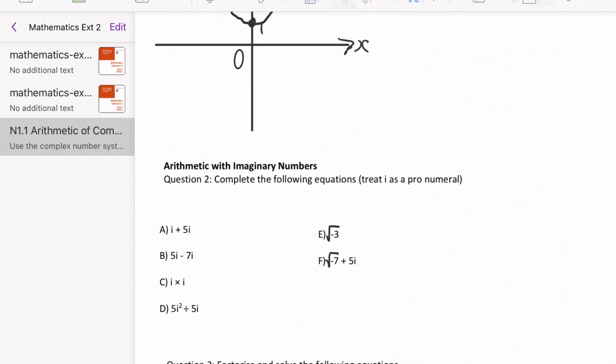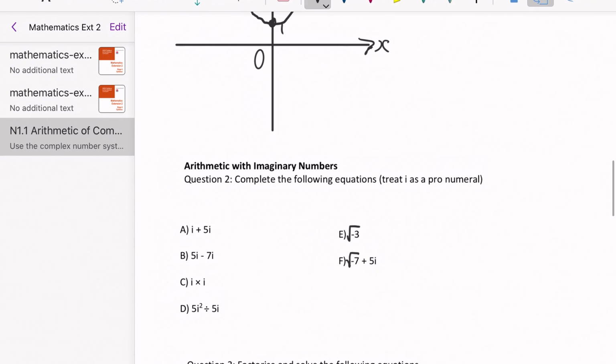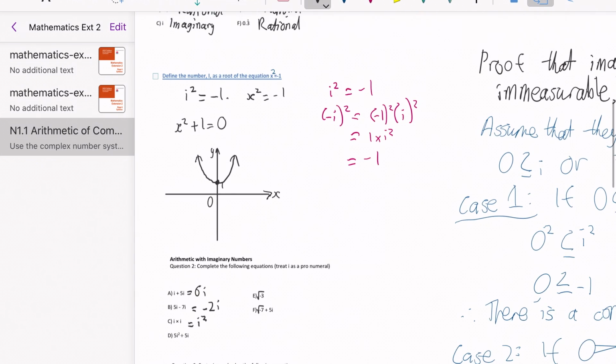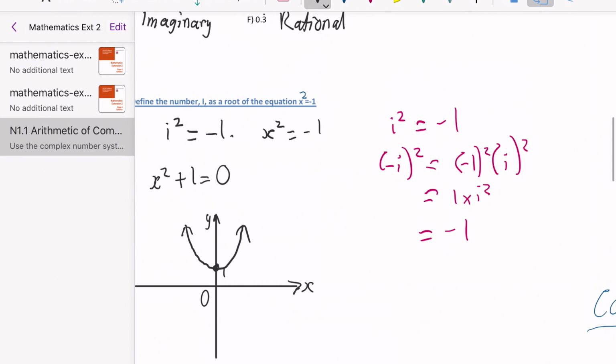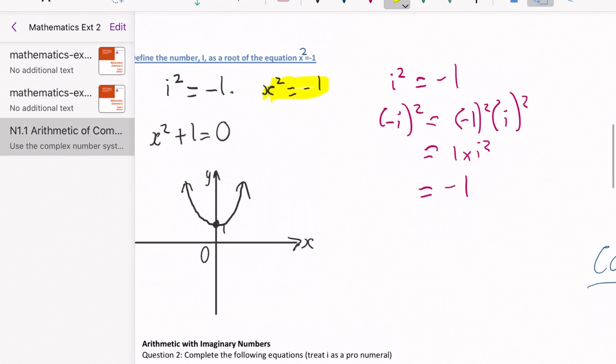So let's just go through these questions. We've got 1 plus 5i, pretty easy, we've just got 6i. Now we've got 5i minus 7i, and just treating it like normal arithmetic, we've got negative 2i. C is a bit more tricky. We've got i times i, that's i squared, and back to our definition up here, that's equal to negative 1.